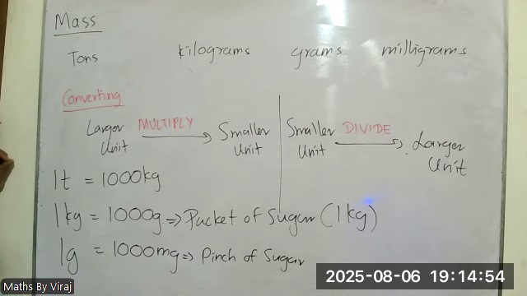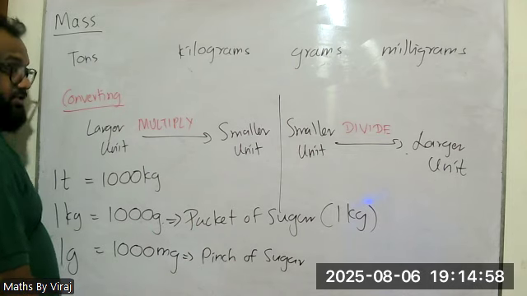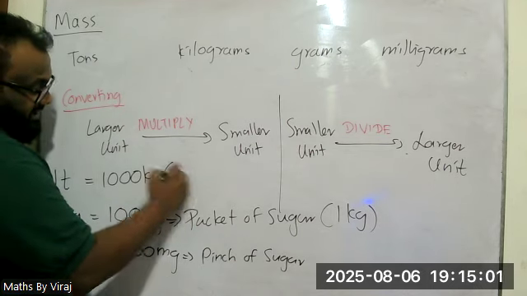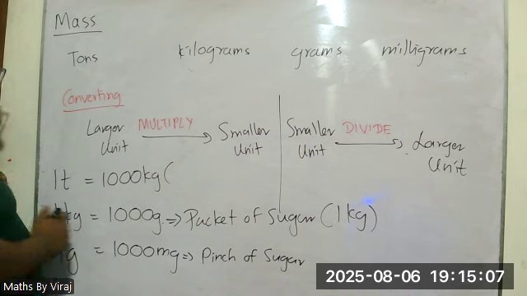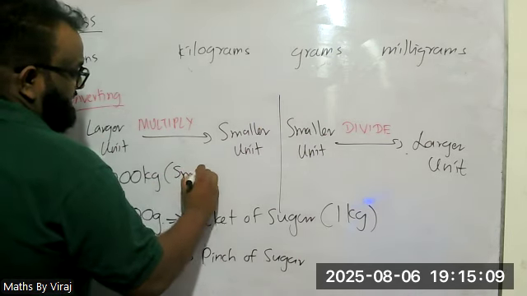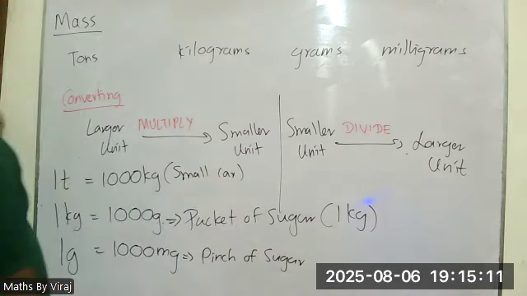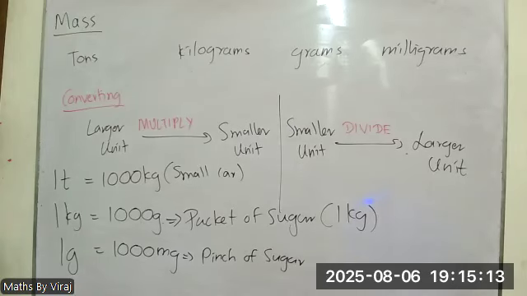1 ton, of course, we cannot experience it. 1 ton is 1000 kilograms. I do not know, maybe a baby elephant. A vehicle, a small car. A small car will weigh around 1000 kilograms. So these are the conversions that you should understand.